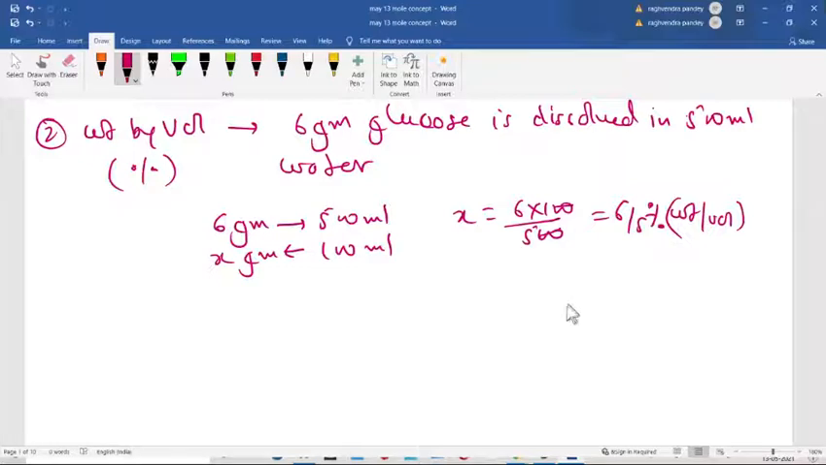Now the most important concept is weight by weight, and there is a 99% chance that this question will come. If they are giving you a percentage question, this will come with 99% chance.